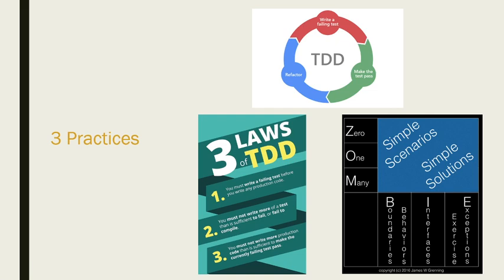Then you would write a test around the 1 case, where there was one of those things that you were working with. And then there's the many case. So what happens if you have many of the thing? So you write a test around the many instance. And then you have certain boundary behaviors.